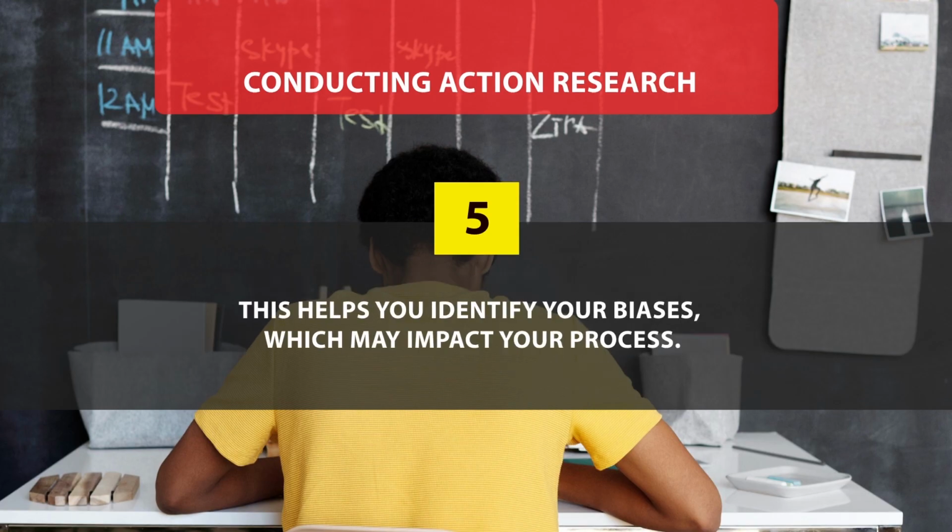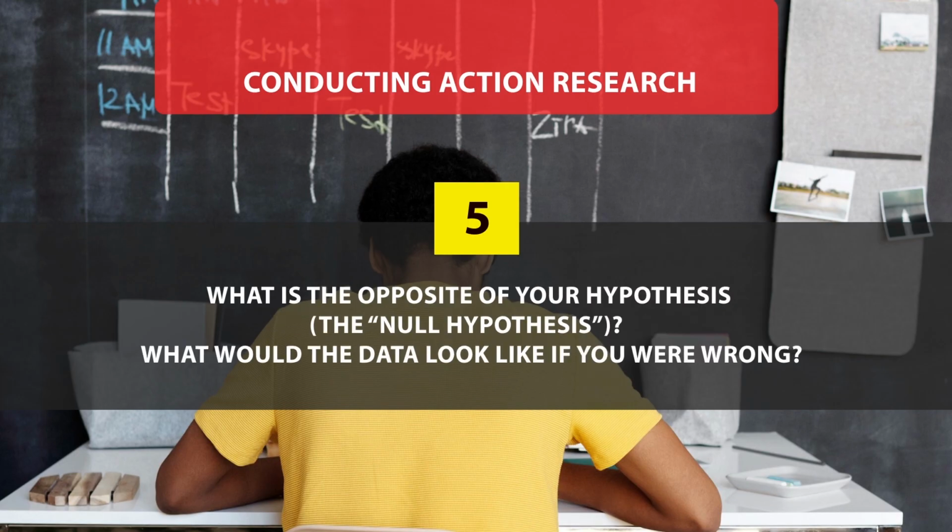When you think about these tentative solutions or probable answers of your research problem, it also helps you to identify your biases which may impact your process. What is the opposite of your hypothesis? What will happen if you are wrong? What kind of data will you get if you are wrong? So, these things you need to discuss, you need to identify while preparing your action research proposal.